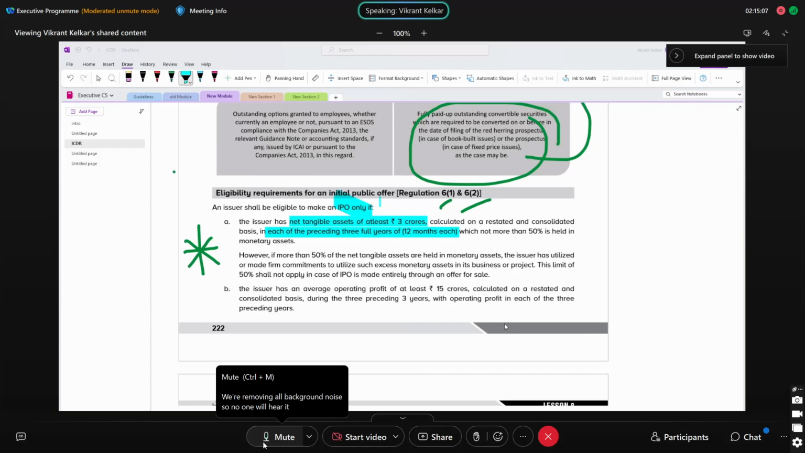IPO अलाउ है कि नहीं है? क्या लगता है? Not allowed. Why? Very good. Why?